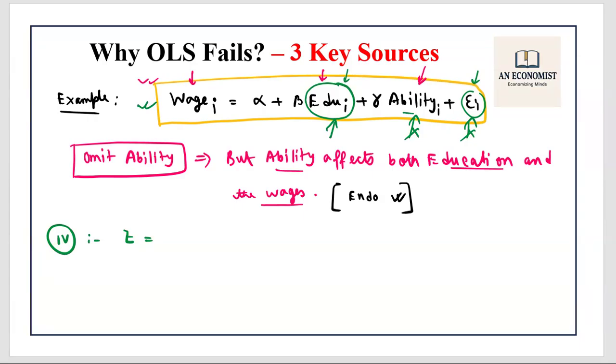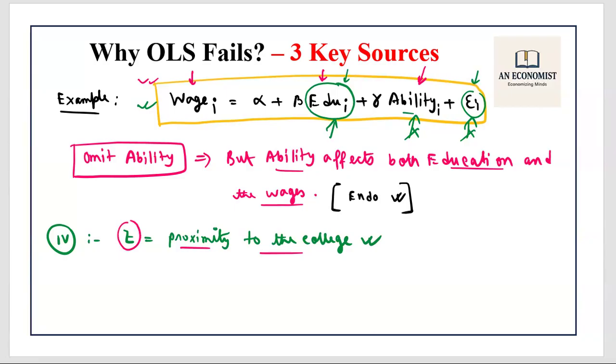I have given a thought, and I got an instrument like this. Suppose it is the proximity to the college. This can serve as an ideal instrument in this particular case. Can you understand this thing? This is the instrument, proximity to the college.